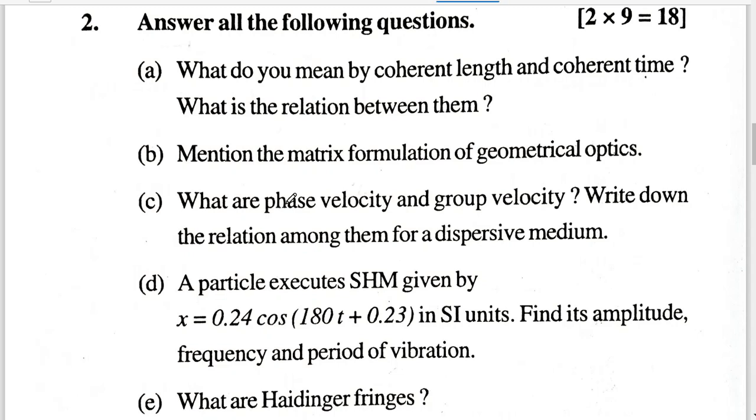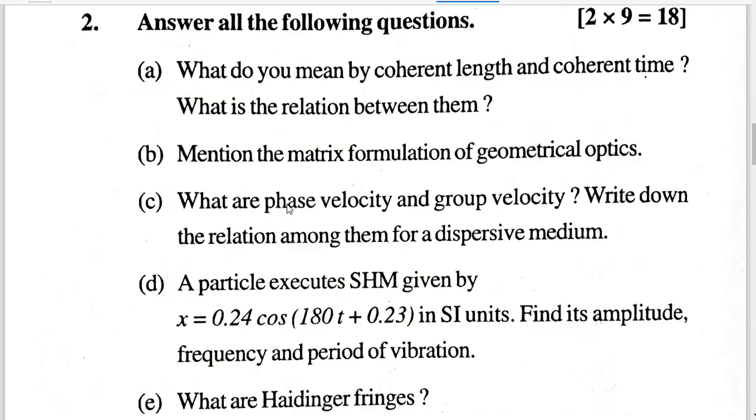Okay, so what is coherent time? It is the average time interval for which the field remains sinusoidal or a definite phase exists. That means it is the time up to which the phase remains constant, so the wave remains a coherent source. That is coherent time. The coherent length is the corresponding distance for which the field or phase remains constant. This is the coherent time and coherent length. Coherent length is basically the distance up to which the wave remains coherent.